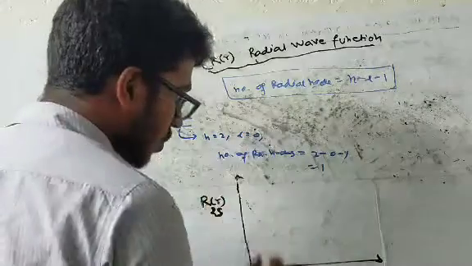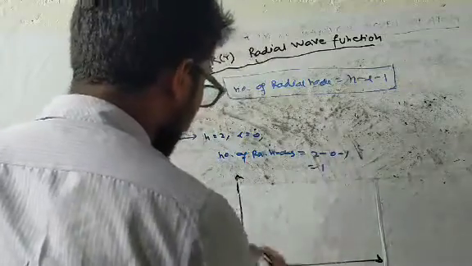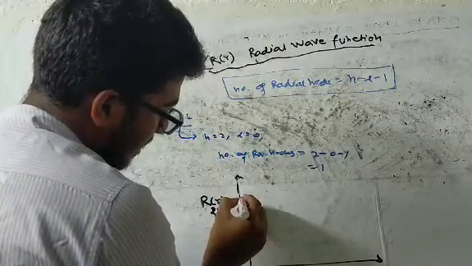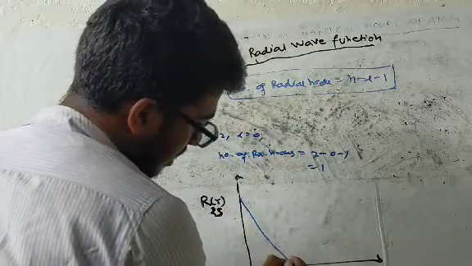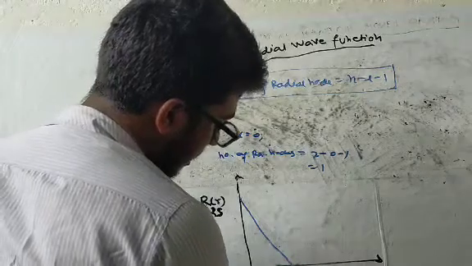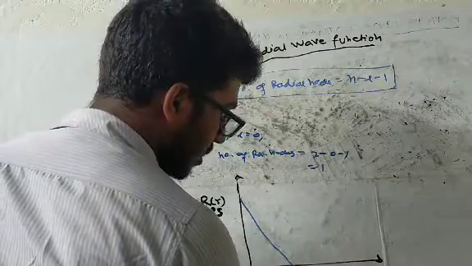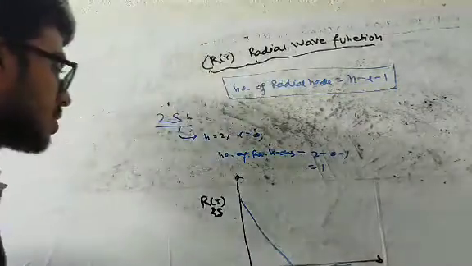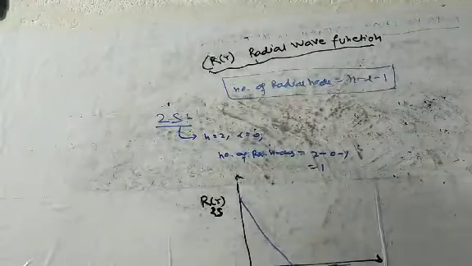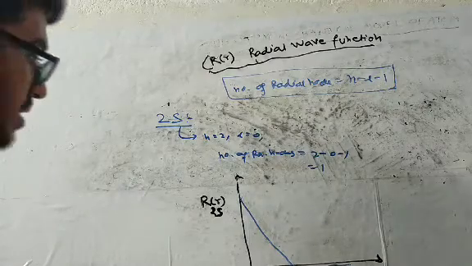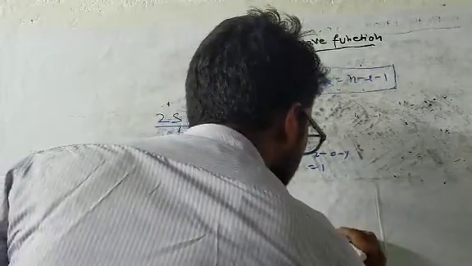And there is only one node, so the curve will touch the r-axis one time. Let's say the graph is starting from here. As I increase r, the value of R(r) decreases, and at that point the graph touches the r axis, and then it never touches the r axis again and goes up to infinity. Now this point is the radial node.